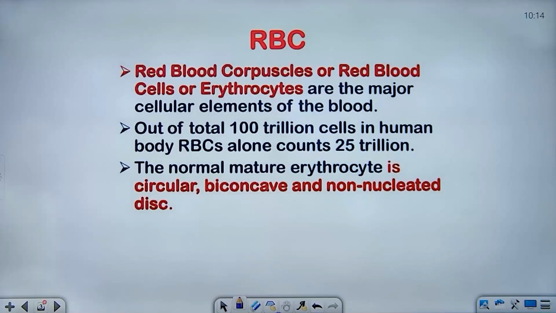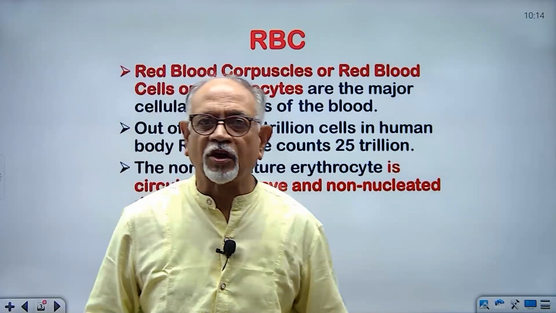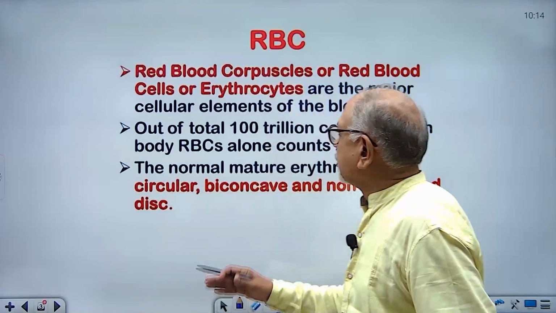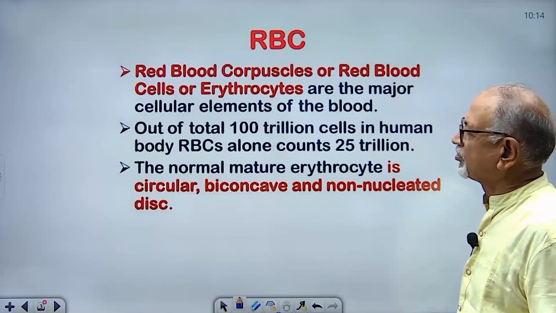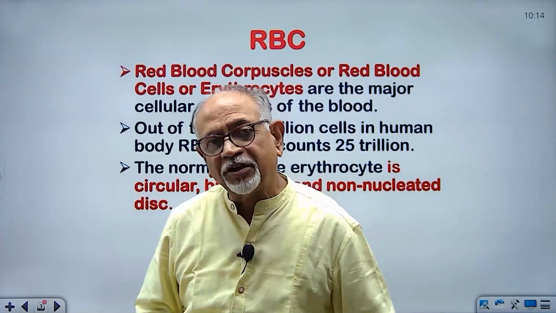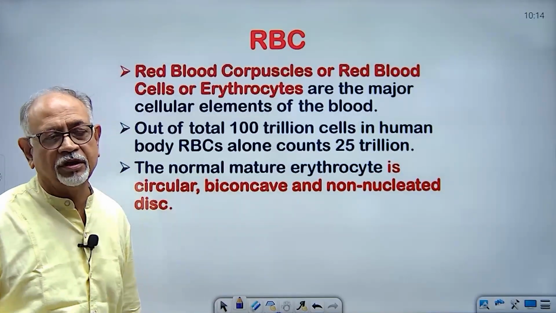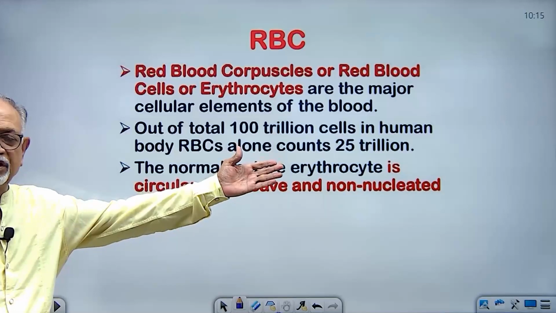Now, the red blood corpuscles or RBC are also called erythrocytes. They are the major cellular elements of the blood. Out of 100 trillion total cells in the body, the RBC accounts for as much as 25 trillion.